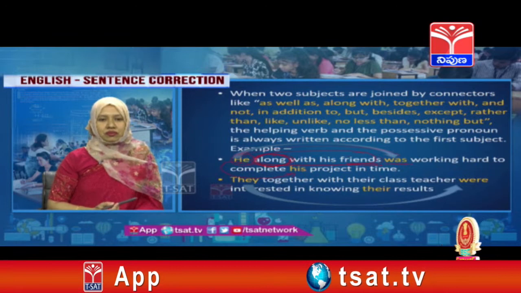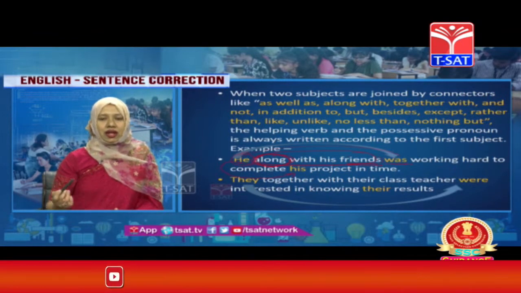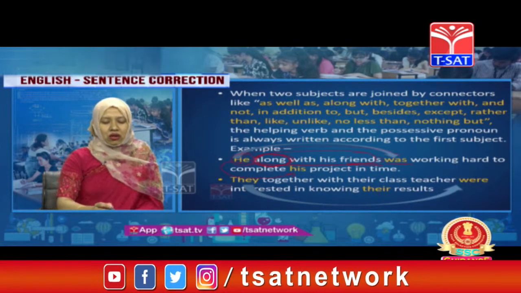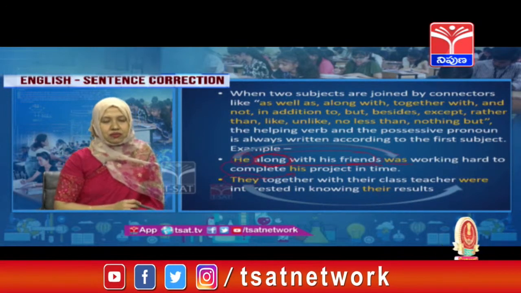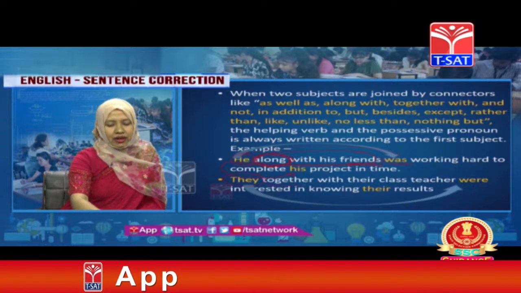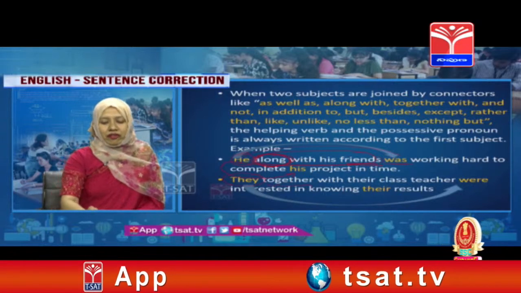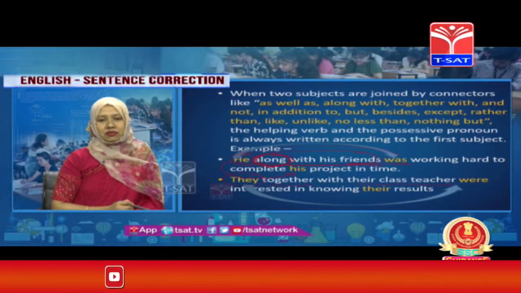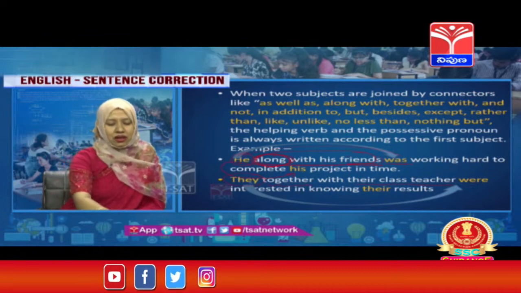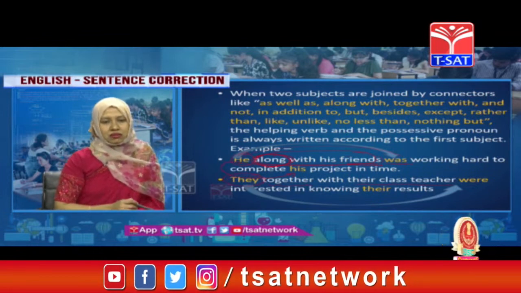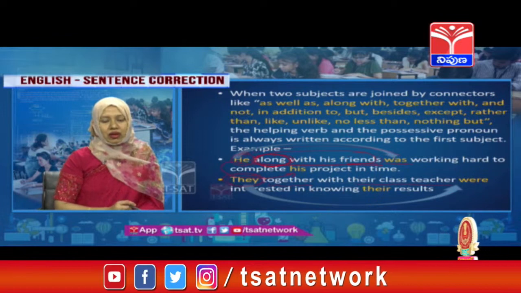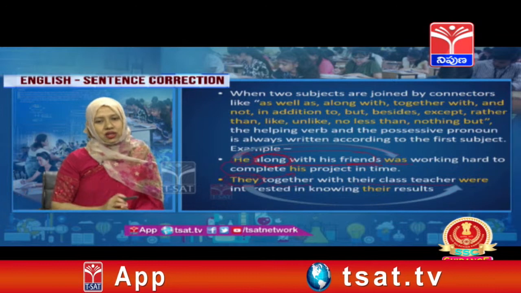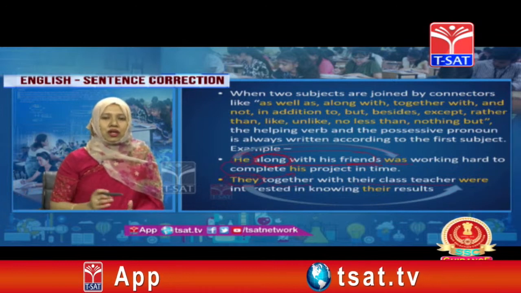Another example. They together with their class teacher were interested in knowing their results. Now they is one subject, together is the connector in this example, with their class teacher, this is another second subject. Now how many subjects are there? Plural subject, many. They refers to many. Here teacher also is there, so including many students, class teacher also. So it's a plural subject.